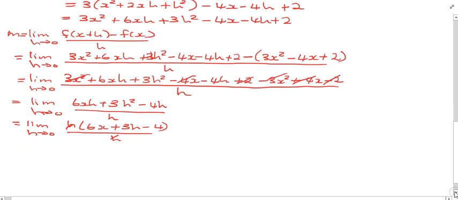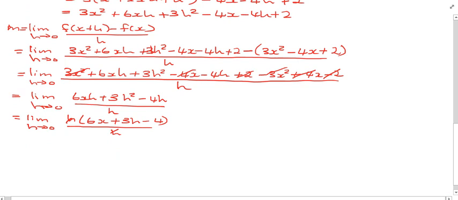Just go down a bit, and we'll have the limit as h approaches 0 of 6x plus 3h minus 4. And when we substitute h with 0, we'll have 6x minus 4, which is our gradient. Okie dokie.